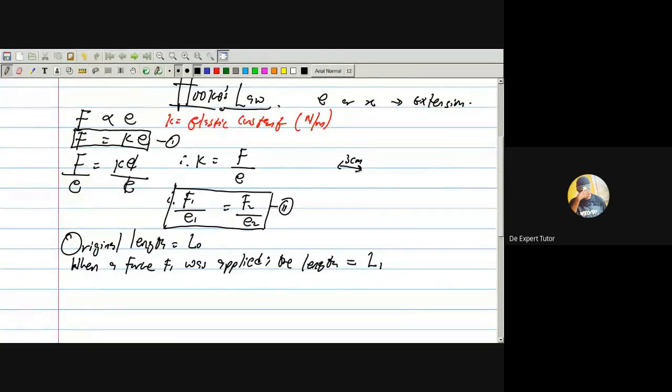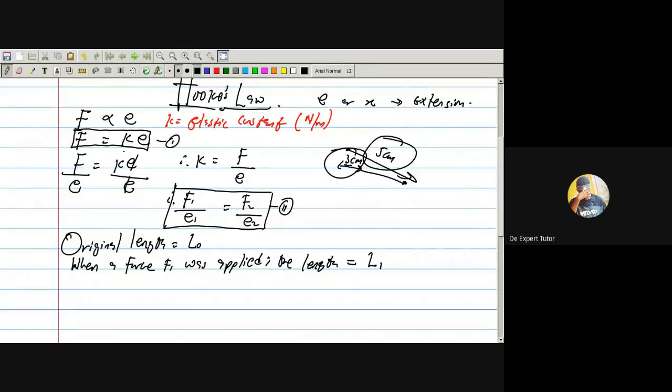Then I came to stretch it again. Then the whole length becomes 5 centimeters. Now check, it was 3 centimeters. After extending, the whole length becomes 5 centimeters. Who can tell me the extension? 2 centimeters. How do you get your 2 centimeters? You said the final length minus the initial length.